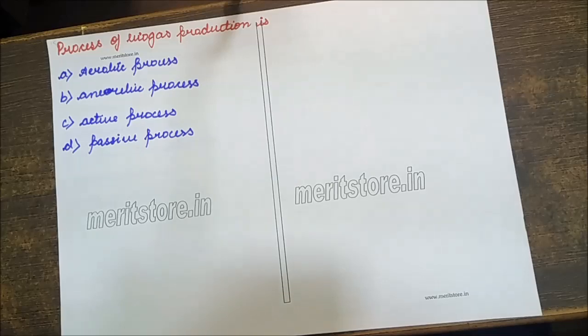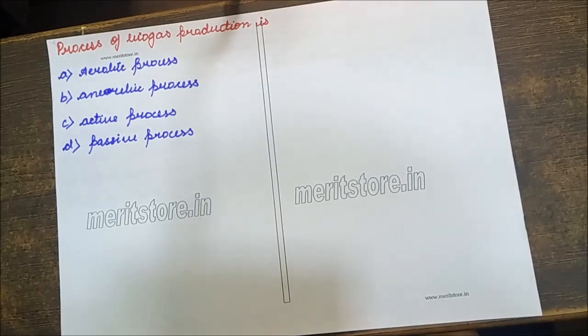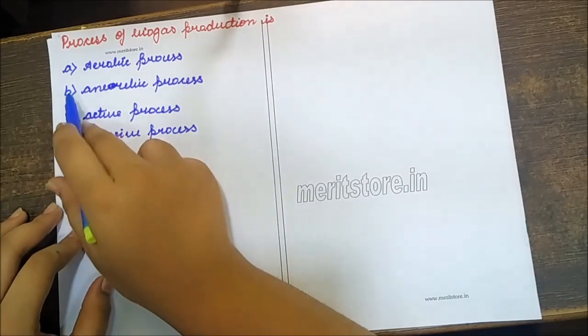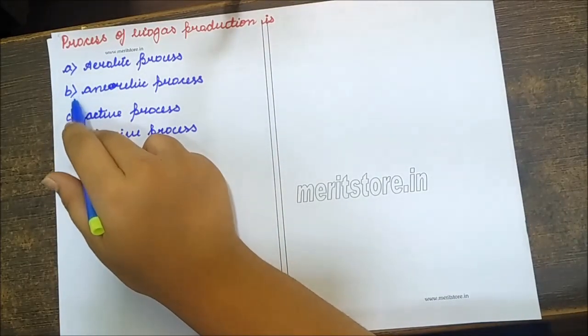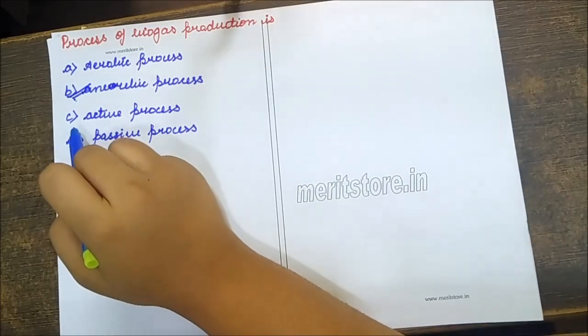Let's move on to the next question. The process of biogas production is an anaerobic process, aerobic process, active process, or passive process. And the answer for this is B, which is anaerobic process.